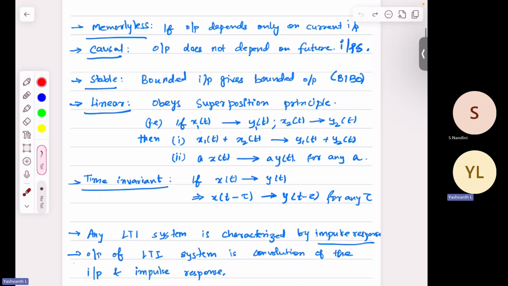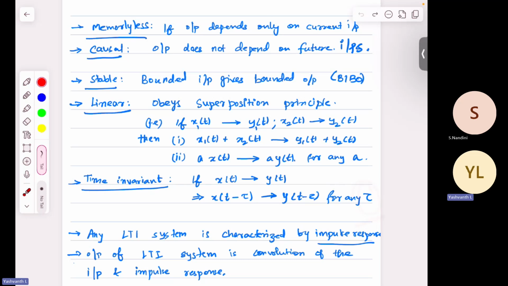Now, what is a time invariant system? Basically, it says that if x of t gives output y of t, then any time shifted version of the input, let's say x of t minus tau, where tau is the time delay, should give the output y of t minus tau. That is, the same time shifting should be applied to the output also. If that holds, then that system is said to be time invariant. Note that this should hold for any value of shift tau.